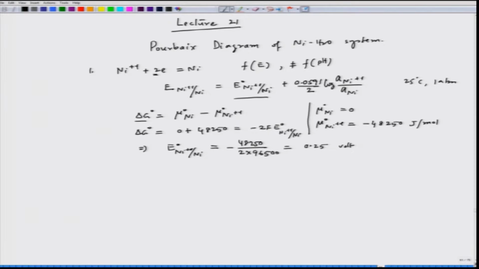Then we can modify this equation. Instead of this quantity, we can put the E0 value of minus 0.25. So, we can have a plot for this equation on E versus pH, where the unit is volt. Now, this is minus 0.25 volt.